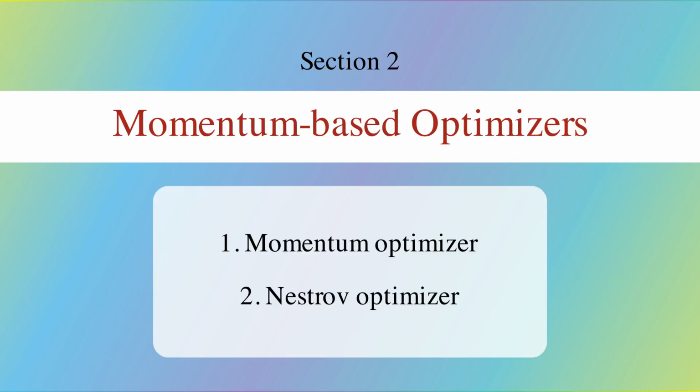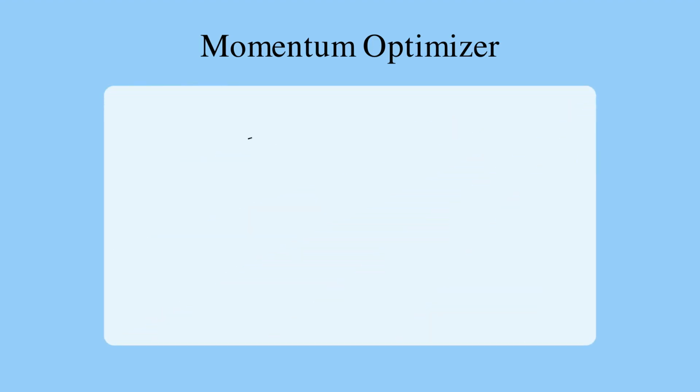However, now let's move on to the next section. Here we are going to see the momentum-based optimizers. The first algorithm in this group is the Momentum Optimizer, which extends the SGD algorithm using the classical momentum. The update rule for the Momentum Optimizer is as follows.